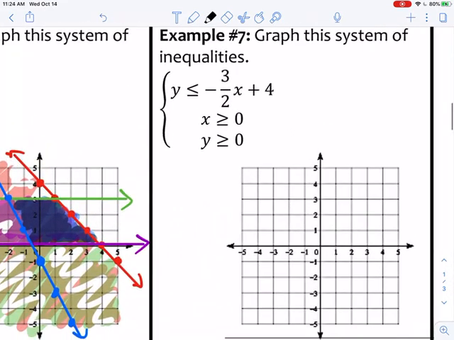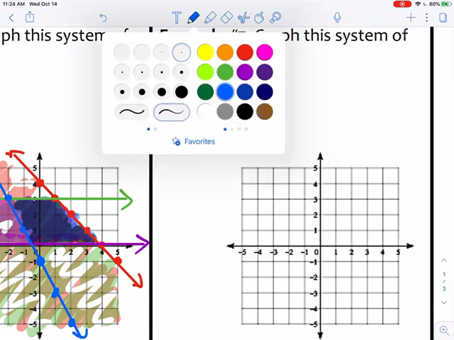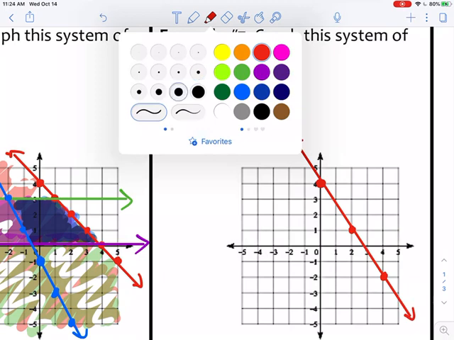All right, and the final example here. Let's go ahead and start with red. So starting at 4, and then I'm going to go down 3, right 2, down 3, right 2, down 3, right 2. All right, that is a solid line. Actually, I'm looking here. They're all solid lines because they're all or equal to. So all of these are going to be solid. This particular equation says y is less than, so we're going to drop below. I'm going to shade everything below here. Make that a little bigger.